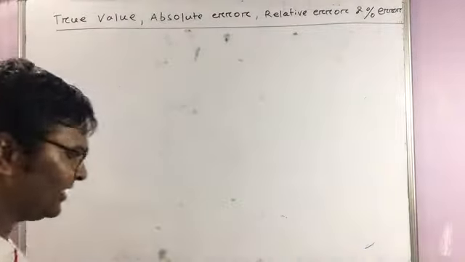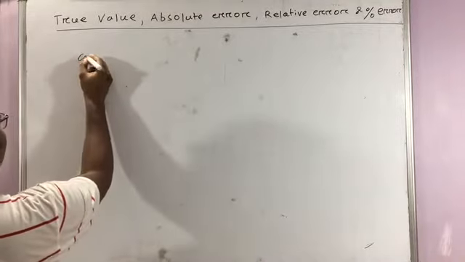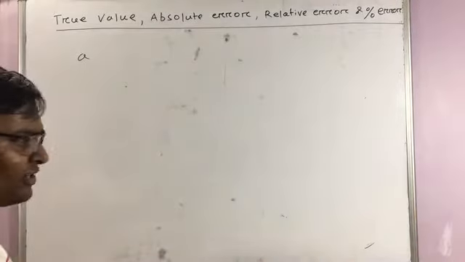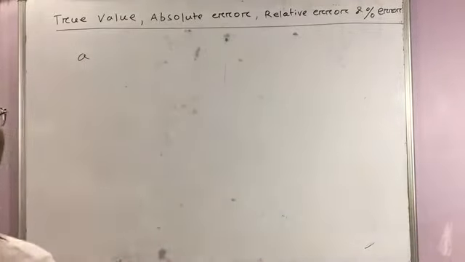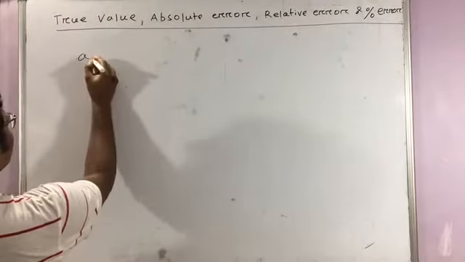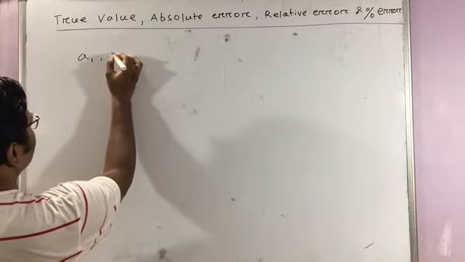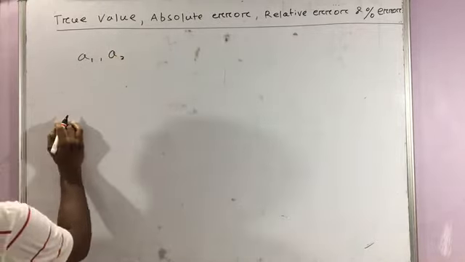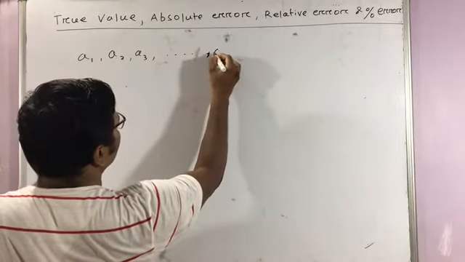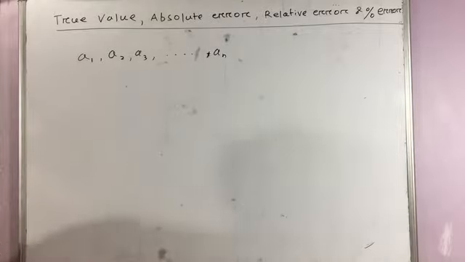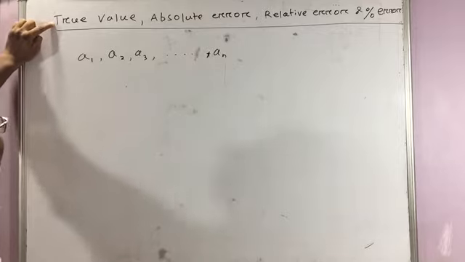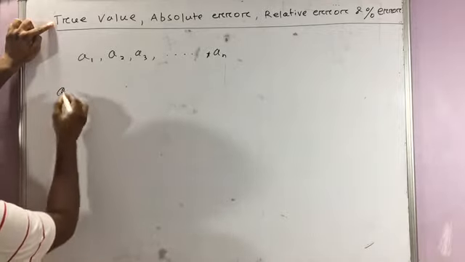Suppose one physical quantity is there and you are measuring, let's say A. That may be any physical quantity, and you took, let's say, n number of observations. In the first observation, you get the value to be A1. In the second observation, you get A2. In the third observation, you get A3. And you took n number of observations of the same physical quantity. Got it? So the true value or the most accurate value will be given by A mean.